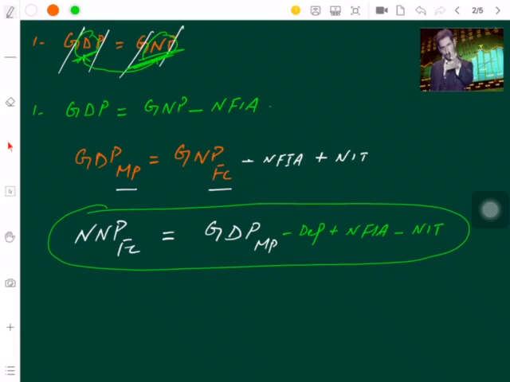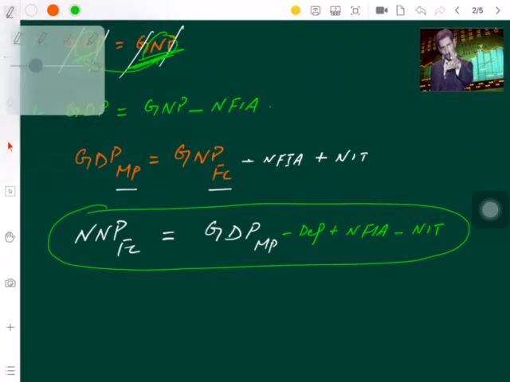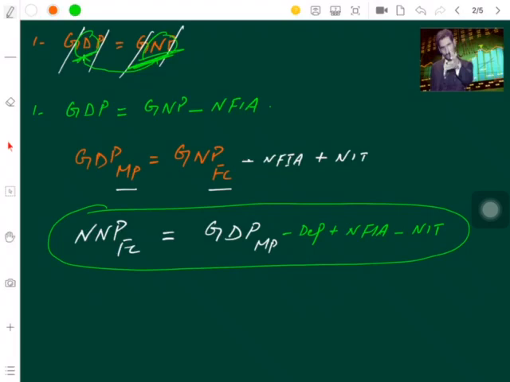And if you wish, let me do one more for you. And this will be the last one. We can take any of the aggregates. Let us take GNP at FC equal to NNP at MP. Again, first is gross and net. We have to differentiate between gross and net. Okay, tell me, take your time. Exactly. So this is net, this is gross.